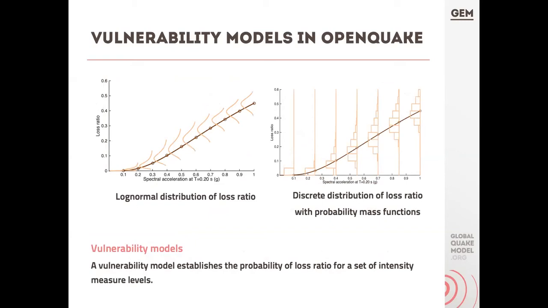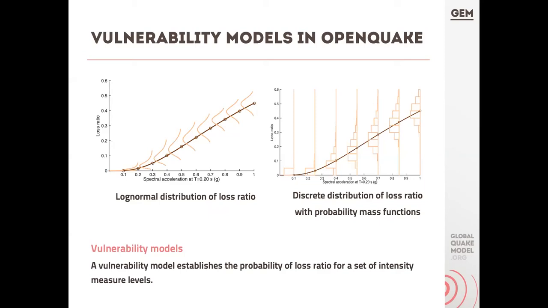There are also quite a few different ways in which you can input vulnerability functions into OpenQuake. You can model them using continuous distributions. Again, this is a way to make sure that you're propagating the uncertainty that is inherent in these models all the way to your damage or loss estimates. So you can model the vulnerability functions as log normal distributions.